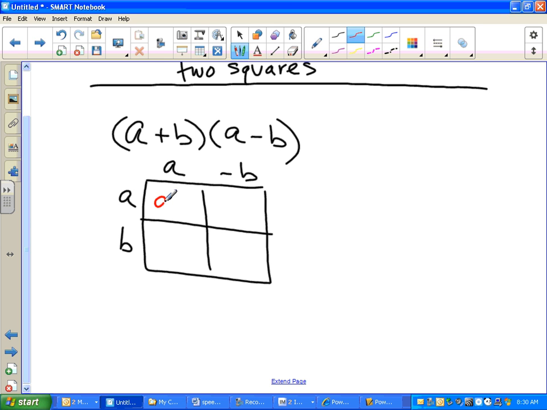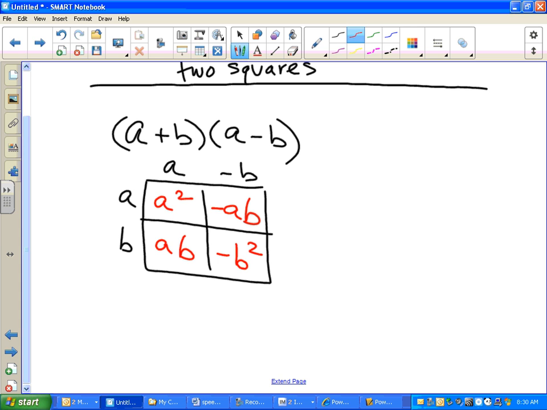Okay, so a times a is a squared. A times negative b is negative ab. A times b is positive ab. And then b times negative b is negative b squared. All right?